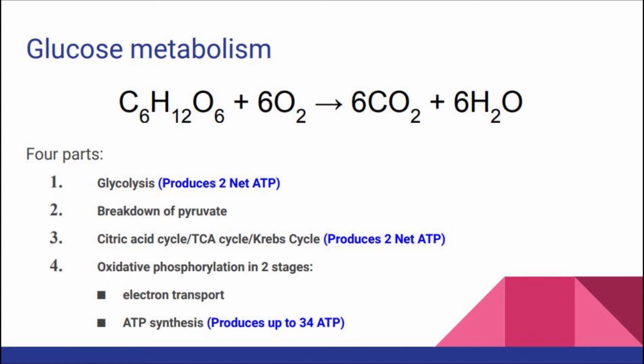The places we're going to make ATP is we're going to make a little bit at the beginning in glycolysis, and we're going to make a little bit more in the citric acid cycle. Almost all the ATP we make from aerobic cellular respiration is going to be at the very end of this process, during ATP synthesis, during oxidative phosphorylation.